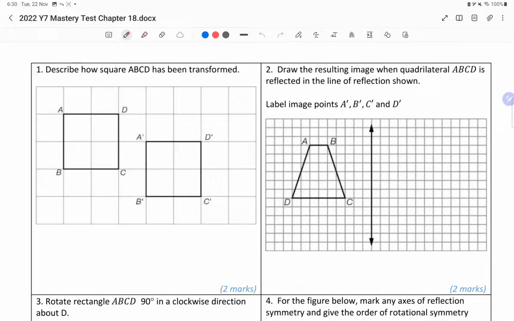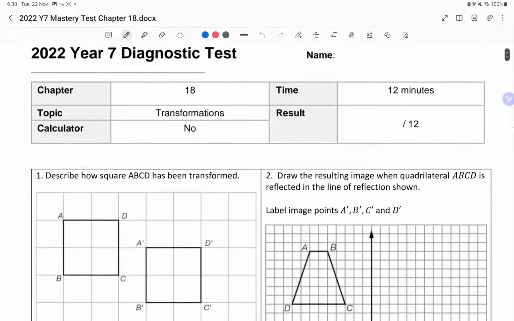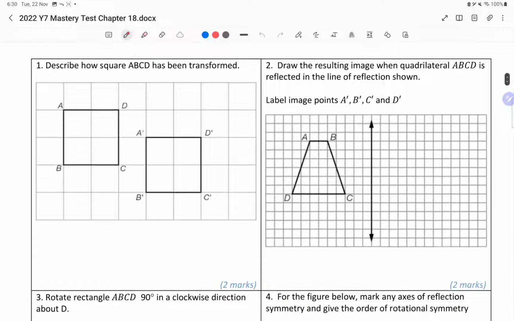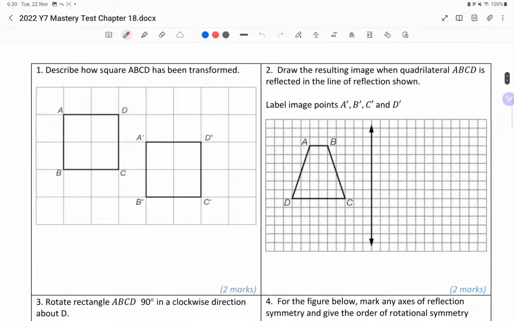Wait, hold up. I don't think I did too well on this. Yeah, I got like an 8 out of 12. Okay, which question? Question 1. I said translated 2 units to the right and then translated 1 unit down. That's wrong, it's 3 units to the right. The second bit was correct. Translated 1 unit down.